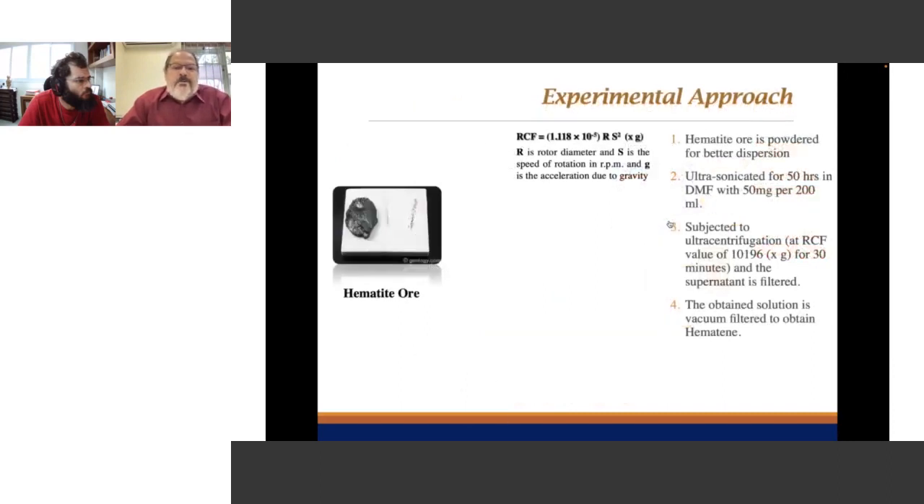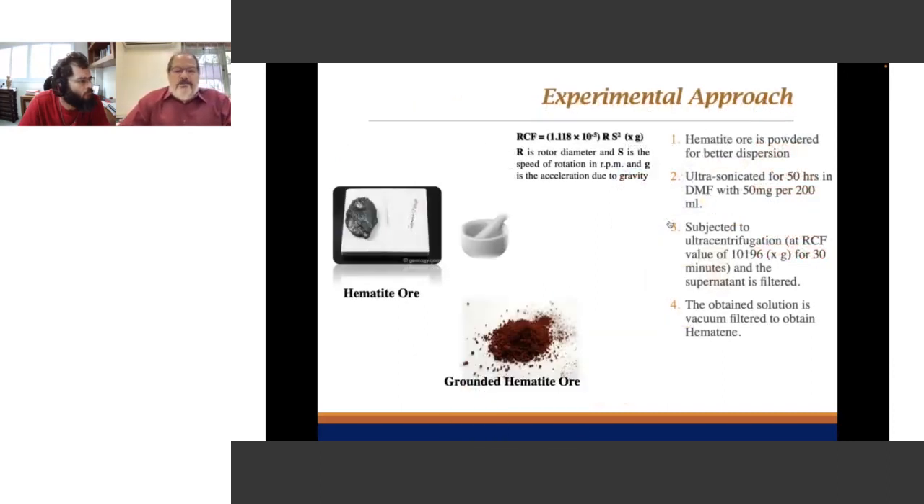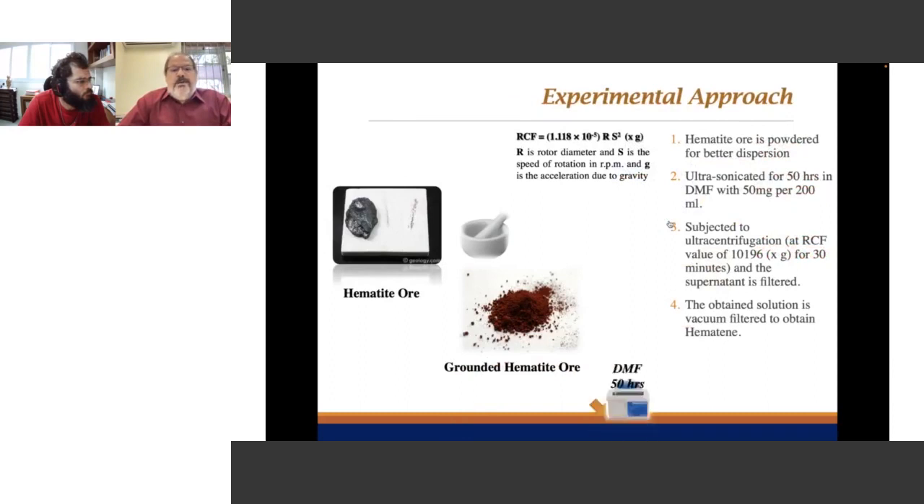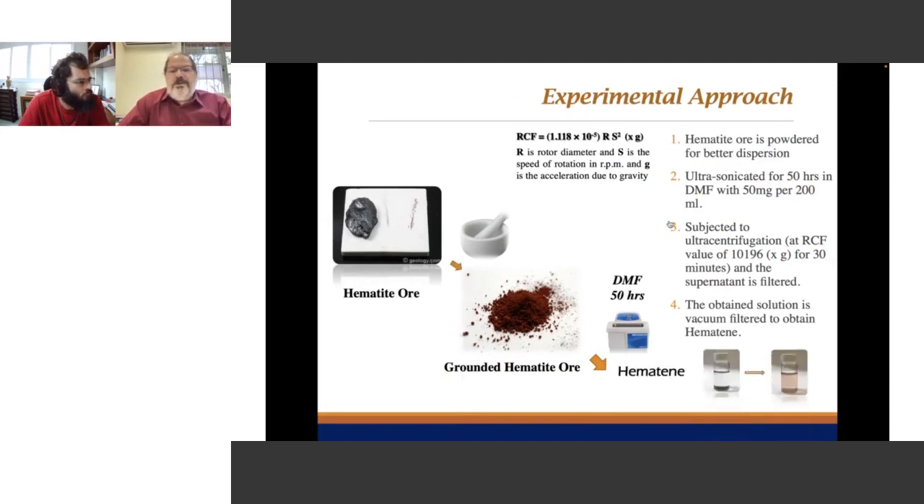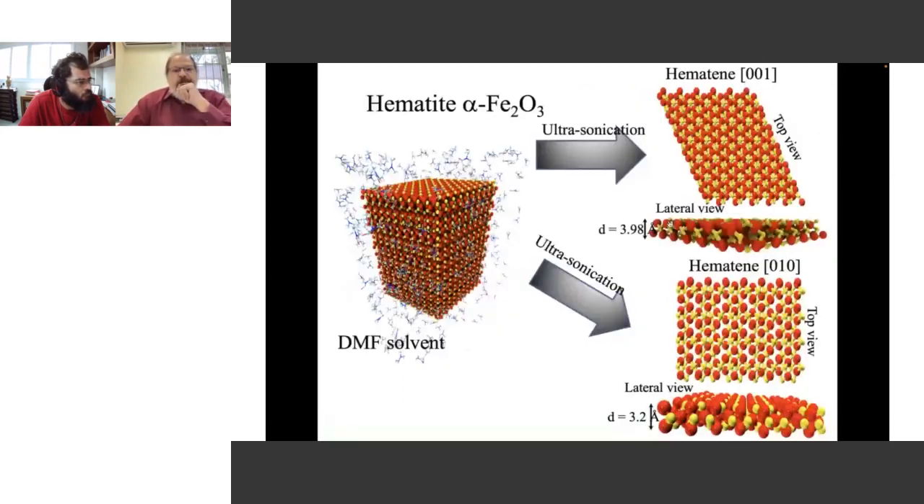This is the hematite ore. You grind it, then add a very common solvent, DMF, for 50 hours, and that's all. And you obtain single layer and few layer hematine. Okay.